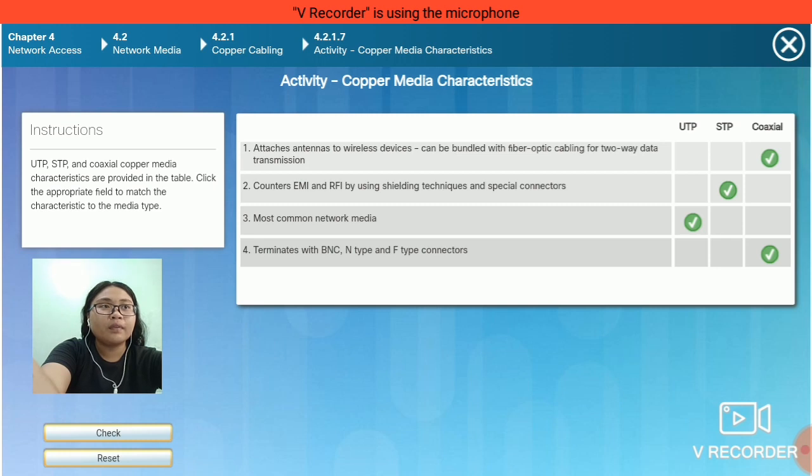Copper media. There are three main types of copper media used in networking. First is the unshielded twisted pair or UTP, shielded twisted pair or STP, and coaxial. These cables are used to interconnect nodes on a LAN and infrastructure devices such as switches, routers, and wireless access points. Each type of connection and the accompanying devices have cabling requirements stipulated by physical layer standards.